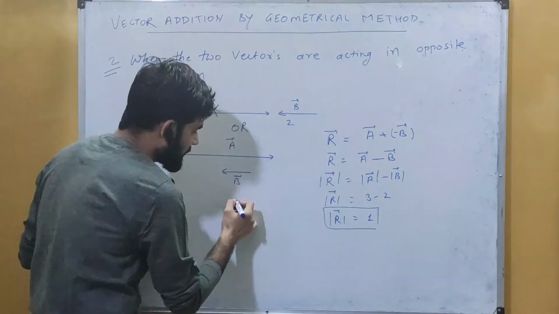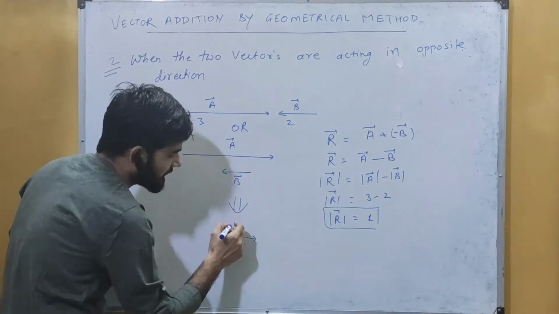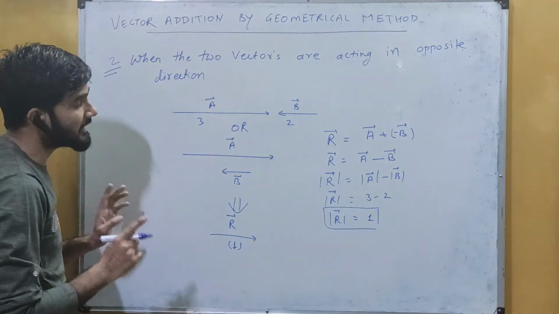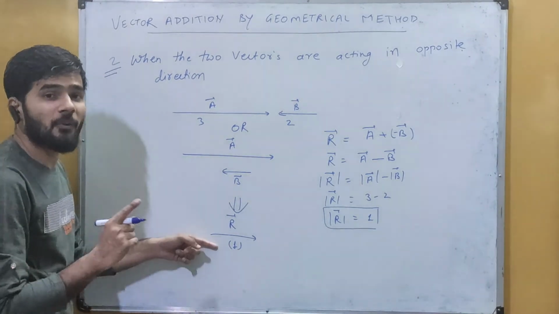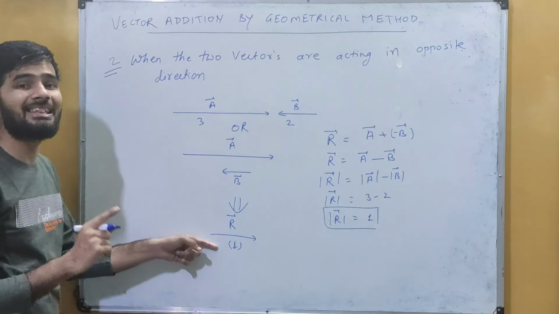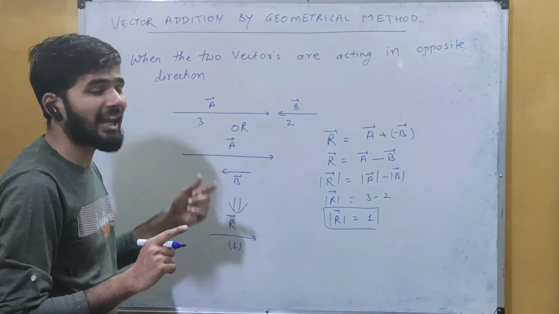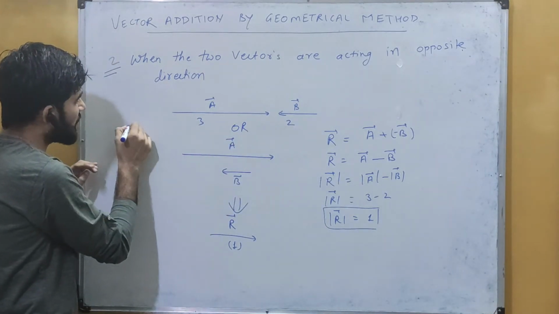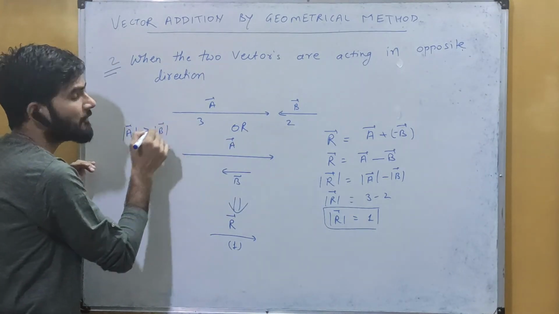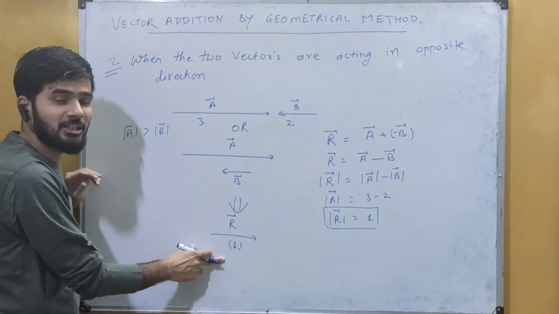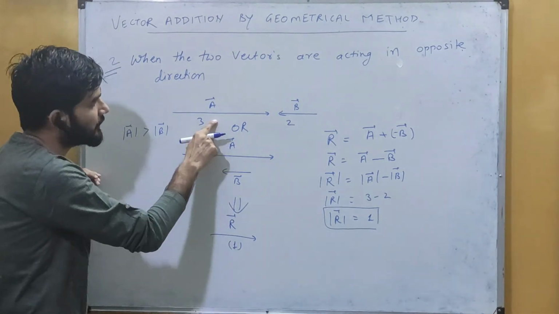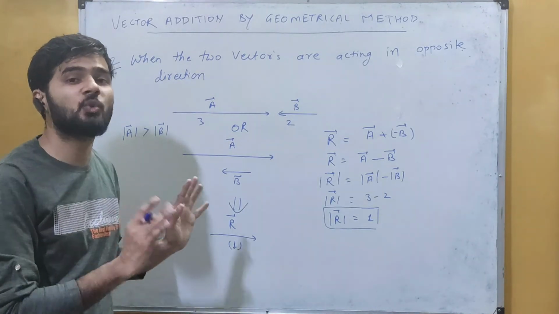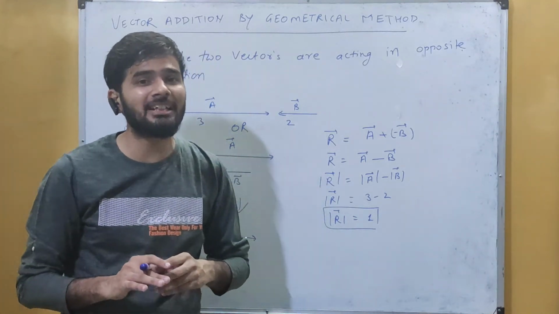So the magnitude of the resultant one, whatever comes, will be R and its magnitude will be 1. And remember one thing, that the direction of this resultant one will be in the direction of the vector which has greater magnitude. Here the magnitude of A is greater than the magnitude of B. Therefore the resultant direction will be in the same direction as the direction of A. So this is the case when we have two vectors which are acting in exactly opposite directions.